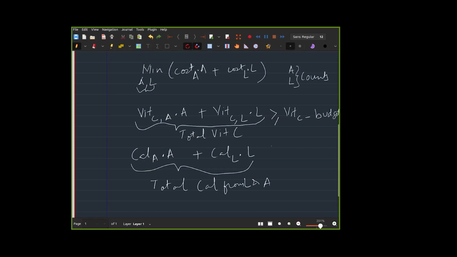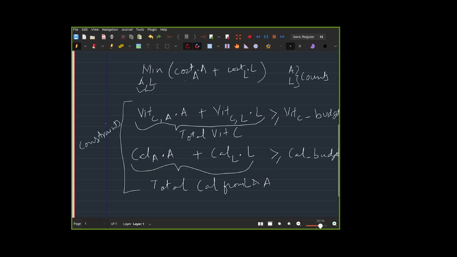This also had a budget that I should exceed a certain value. So let's say that is called calorie budget, right? So now we can see that we are trying to minimize the total cost of apple and lemon subject to two constraints. These two are called constraints.